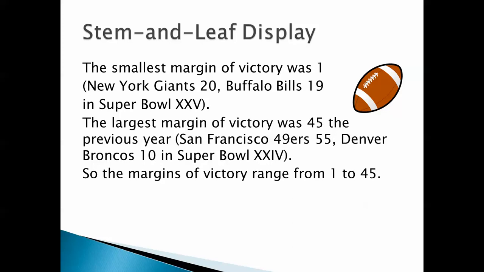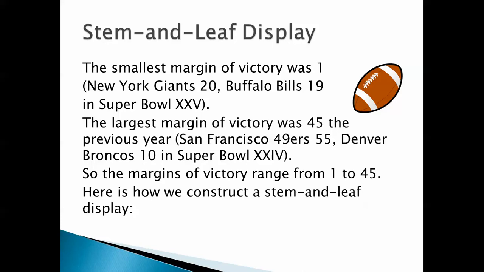Now, the smallest margin of victory was 1 point. That was the New York Giants over the Buffalo Bills, 20 to 19, Super Bowl 25. Scott Norwood missed that last-minute field goal. The largest margin of victory was 45 the previous year. That was the San Francisco 49ers 55, Denver Broncos 10 in Super Bowl 24, another humiliating loss for the Broncos. So the margins of victory range from 1 to 45.